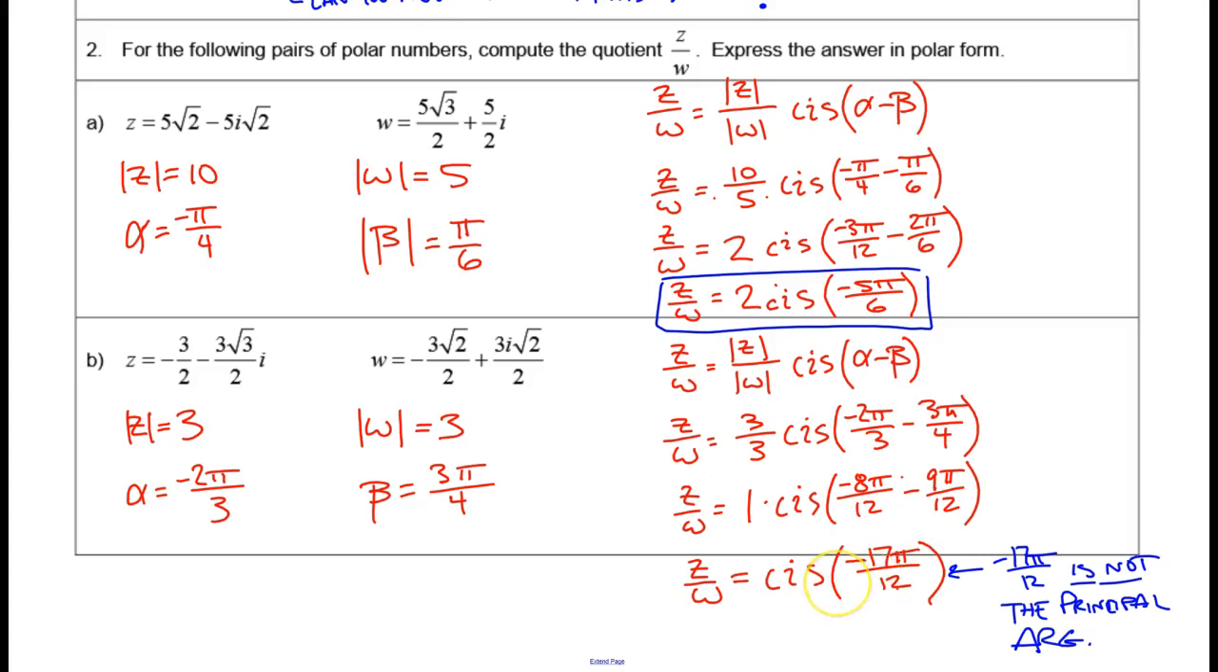We have to add 2 pi to it so that it gets us back on the proper interval. So let's take a look over here. If I take negative 17 pi over 12 and add 2 pi to it, that's like adding 24 pi over 12. And that's going to give me 7 pi over 12. And that is on the interval from negative pi to pi. So we can go ahead and call that our final answer. The quotient of z and w equals CIS of 7 pi over 12. And now that's our final answer.